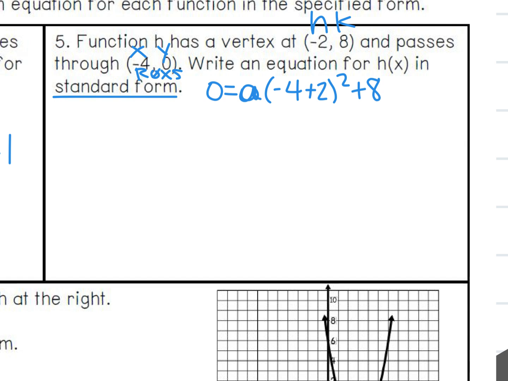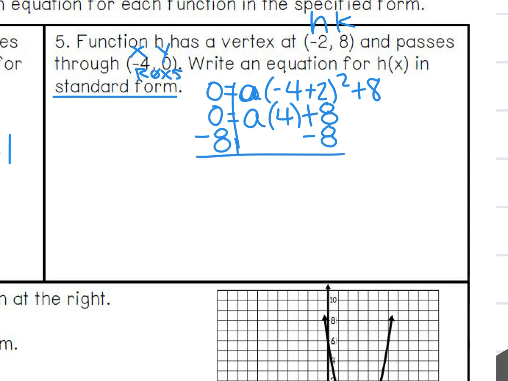So if we need standard form, we're going to have to do the same process. We're going to have to find a, rewrite vertex form, and then take vertex form like we did on the front of our notes and simplify it. So tell me first, what is negative 4 plus 2? -2, and we're going to square that. What's negative 2 times negative 2? Positive 4, okay? Move your 8 over. How are we going to move the 8 over? Subtract 8, so we're just solving for a.